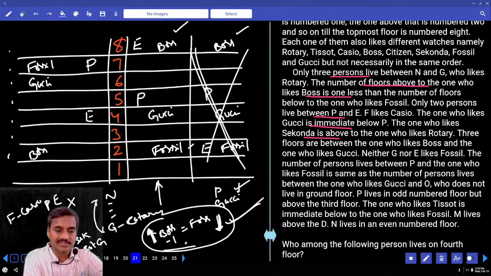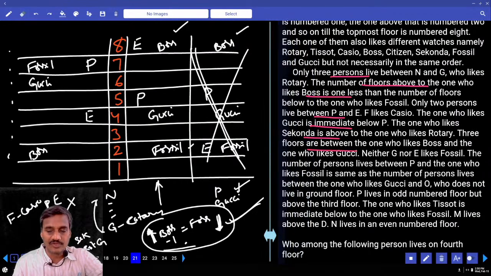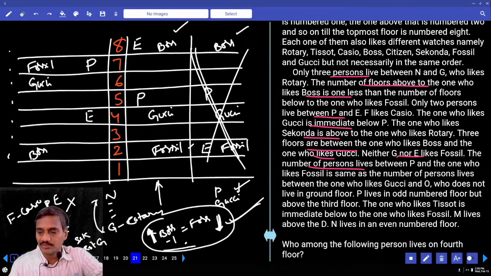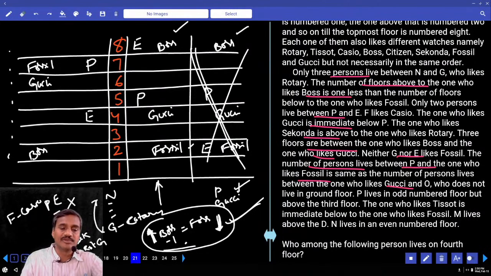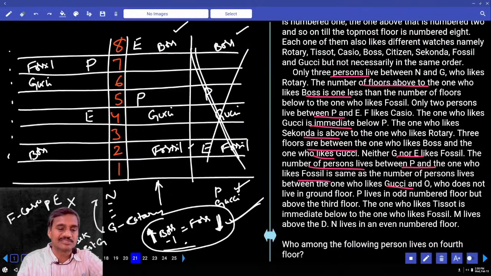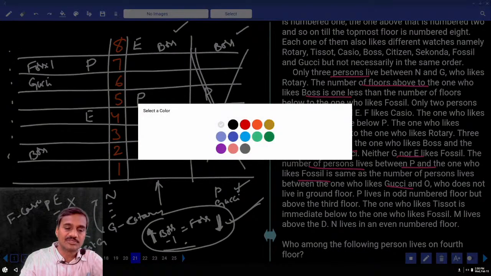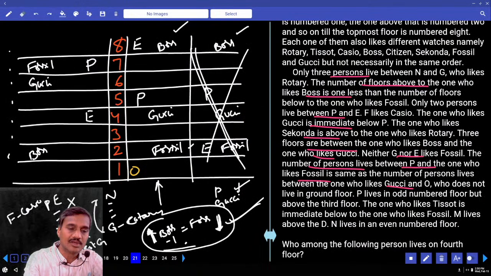Now in between N and G there must be exactly 3, and G likes Rotary. There are 3 floors between Boss and the one who likes Gucci. Neither G nor E likes Fossil. The number of persons between P and the one who likes Fossil is the same as between Gucci and O. There are 2 people, and between Gucci and O there must be exactly 2 people. O can be here or O can be here.